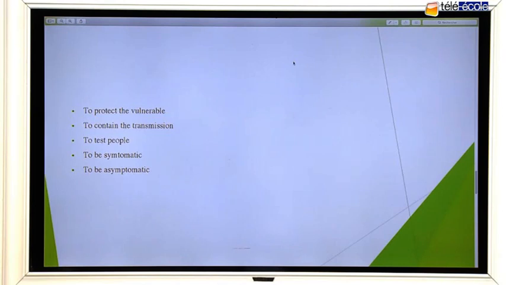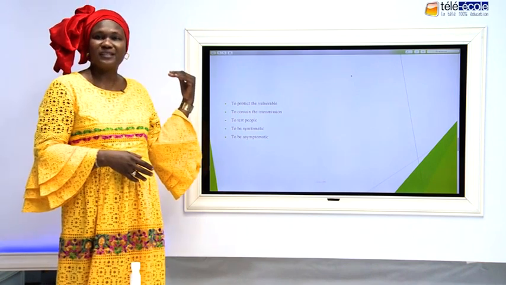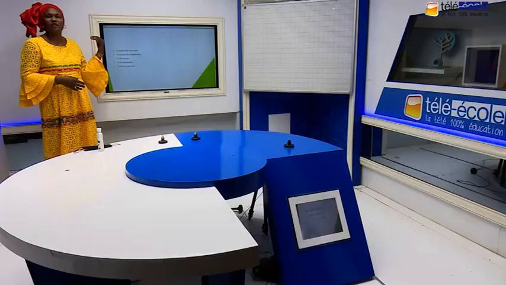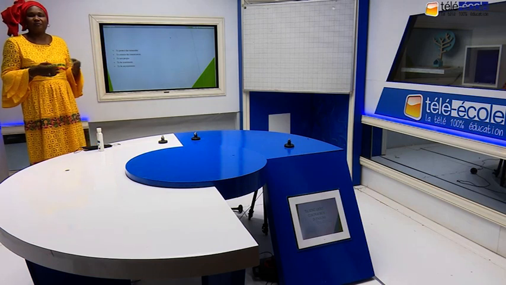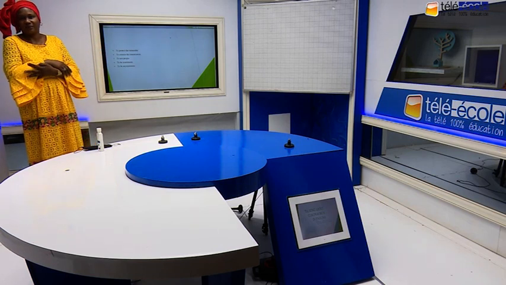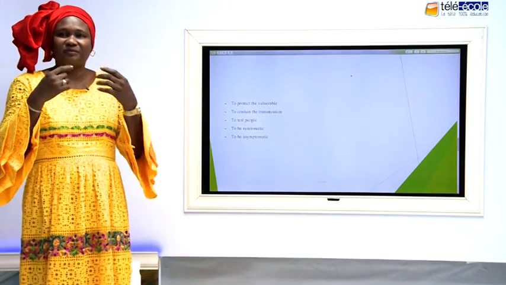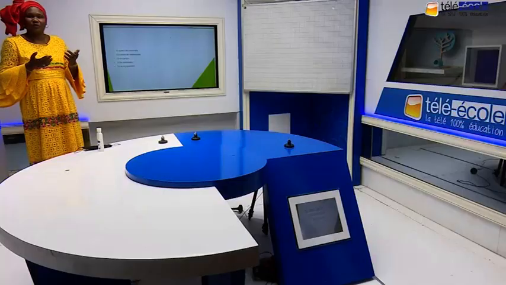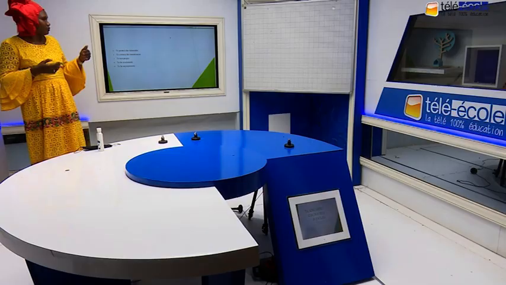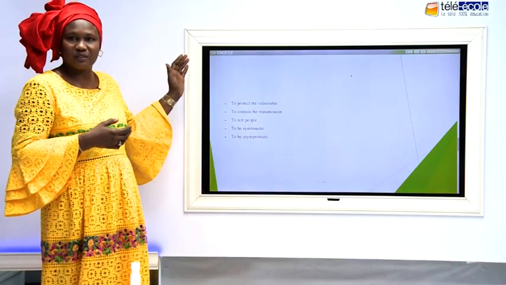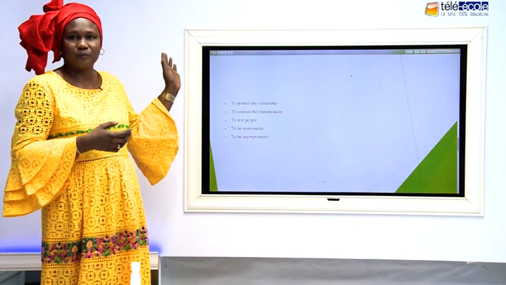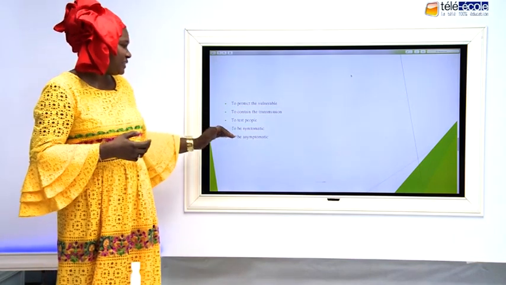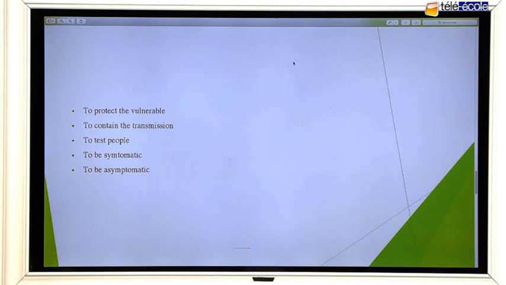To be symptomatic, we've already seen the word symptoms. To be symptomatic means that you show some symptoms. For example, you can run a temperature. You can have a runny nose because you catch a cold, etc. So you can show the symptoms we mentioned. To be asymptomatic is the contrary. It means that you don't show any symptom.